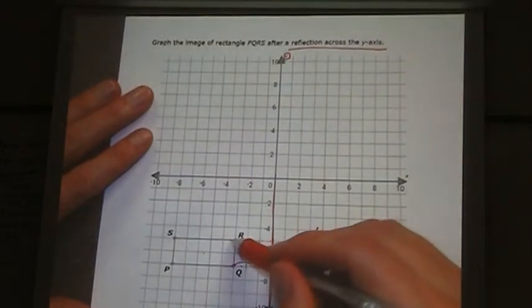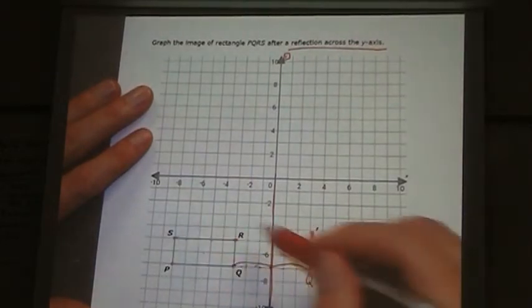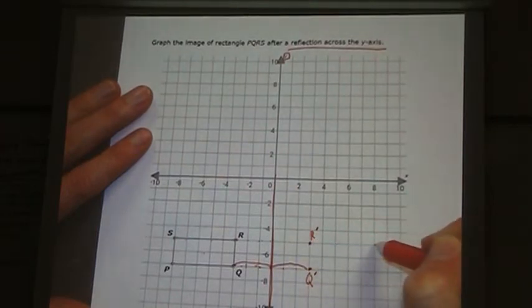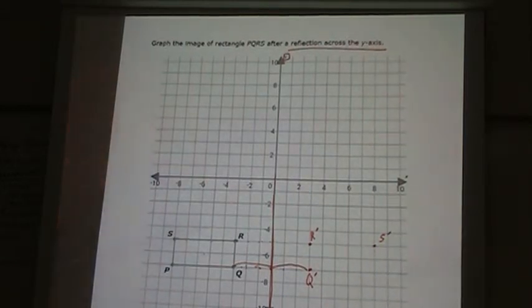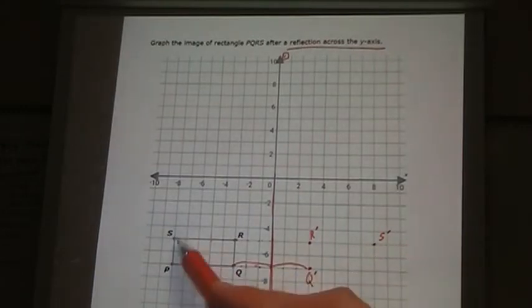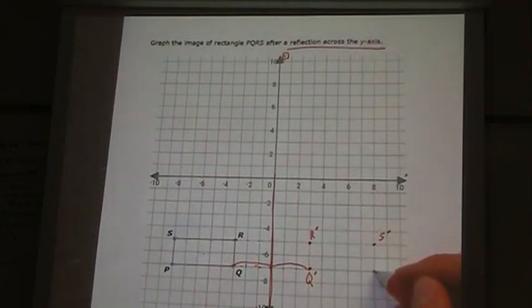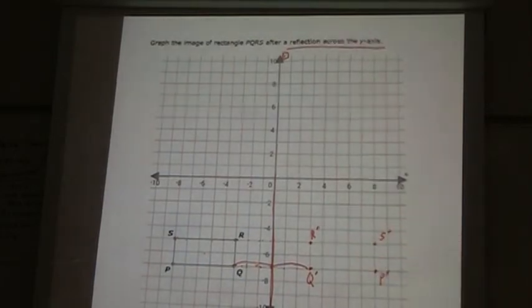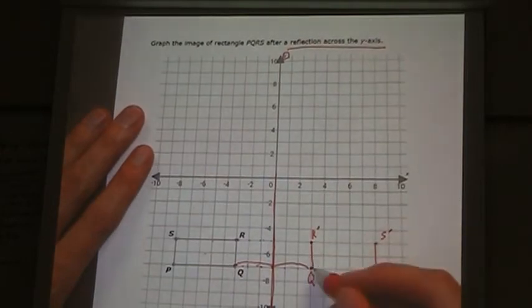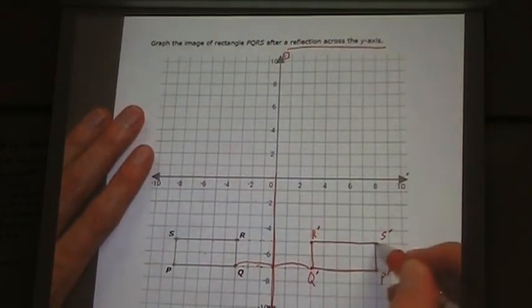1, 2, 3, 4, 5, 6, 7, 8. Yes. Now, shortcut. You know this makes a box. You could count P, or you could say, you know what, I know S is only 2 units above P, so I know P has to be right here. You could do that as well. There you go.